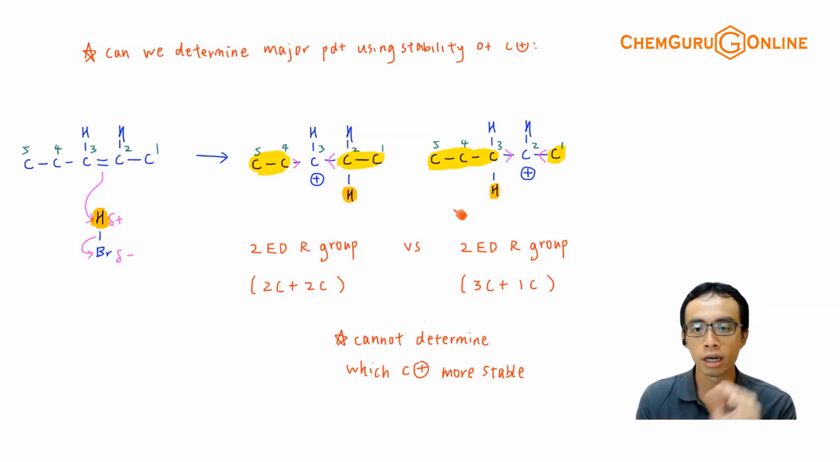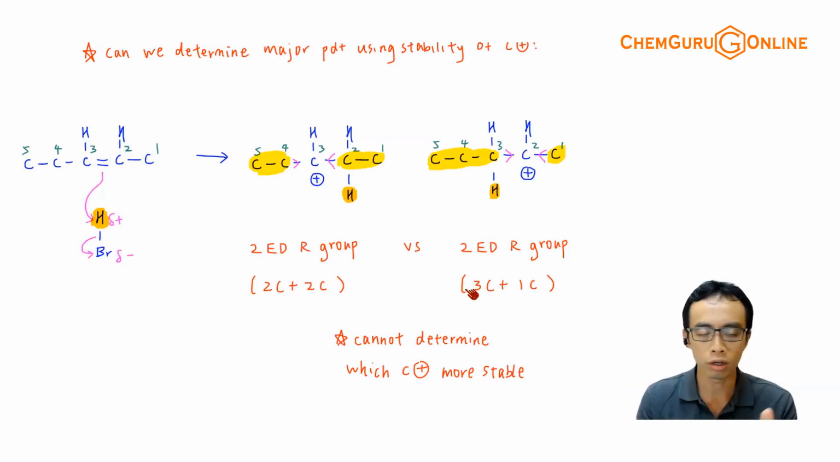The bigger the difference in the stability of my carbocations, the bigger the difference between the major and minor product will be. Maybe like 70-30, 80-20, or maybe 90-10. If the difference in stability is very, very large, then the difference in the proportion of major and minor product will also be very big. But if we cannot really tell the stability of these two, which more or less means they're roughly the same, then we would expect the percentages of these two to also be roughly the same.